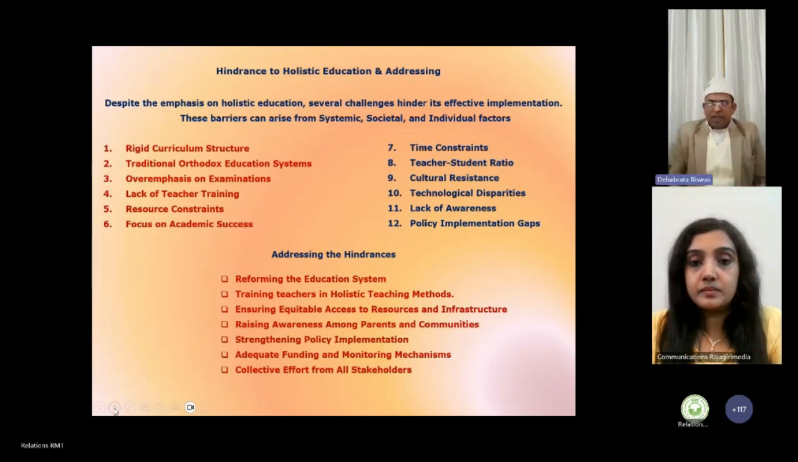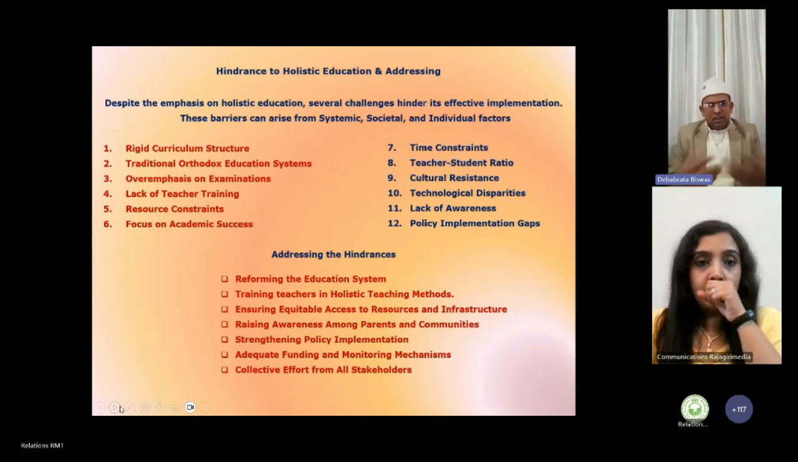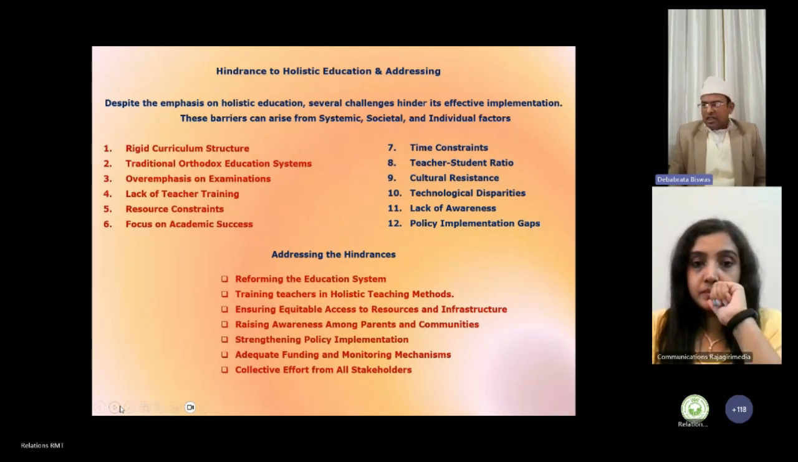Now, what are the obstacles? What are the challenges we face while we try to implement holistic education? Main reasons are system. Due to the system, we cannot implement everything. Society. So society has inertia. If at rest, they will tend to stay at rest. If in motion, they will tend to stay in motion. So change is always restricted, prohibited. No one likes acceleration. Societal and individual factors.